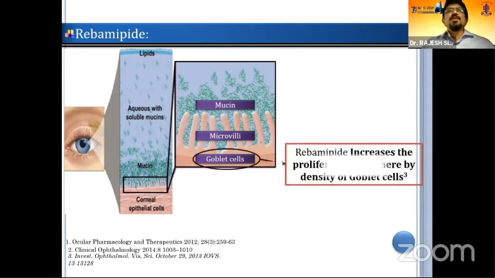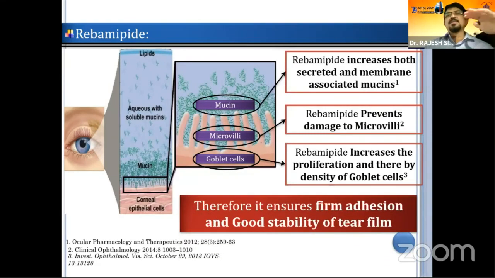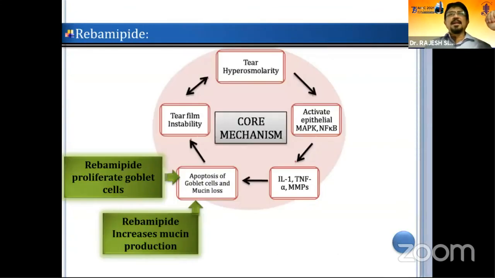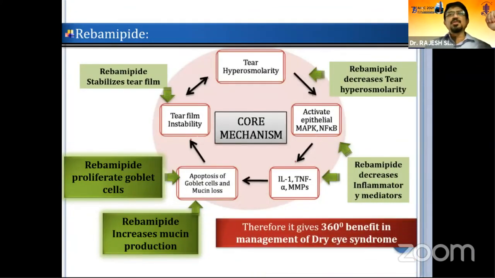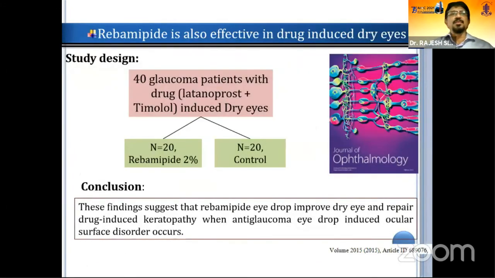Okay. So rebamipide, as I was mentioning, not only protects the microvilli, it increases the proliferation and thereby density of goblet cells as well. And that is how it protects the ocular surface. So it ensures firm adhesion and good stability of tear film over the ocular surface. I'll just skip all this and show that rebamipide not only stabilizes tear film, it proliferates goblet cells, it increases mucin production, it decreases tear hyperosmolarity, it decreases inflammatory mediators. So it has a 360-degree benefit in the management of dry eye syndrome, and that is quite useful.